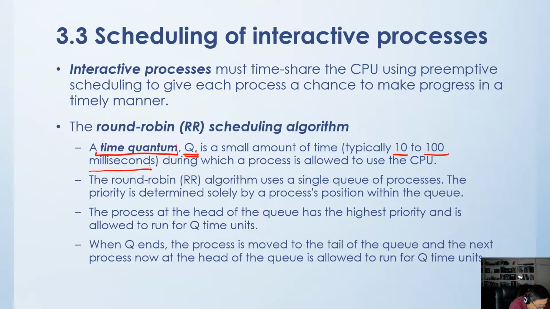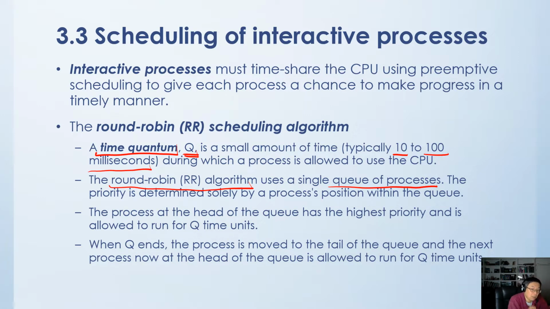The round-robin algorithm uses a single queue of processes. If you have multiple processes running, round-robin uses a single queue for all of them. The priority is determined solely by the process's position within the queue. So basically, round-robin treats all the processes the same, except that the process at the head of the queue has the highest priority.